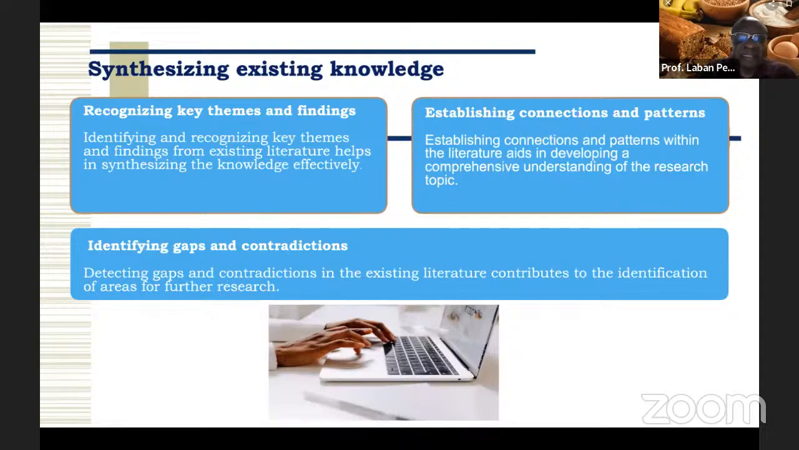Then there is the synthesis of the existing knowledge. So when you do a literature review, please look for the themes. Look out for the themes that are coming through. Establish connections and patterns in the literature. And then for me, identifying the gaps and contradictions, very important. What has not been studied? What is contradictory? Where is the point of tension?